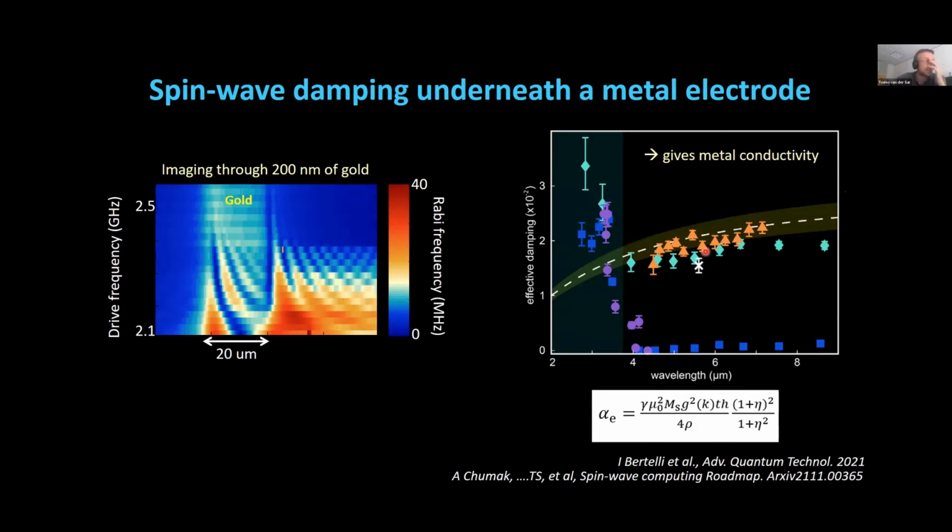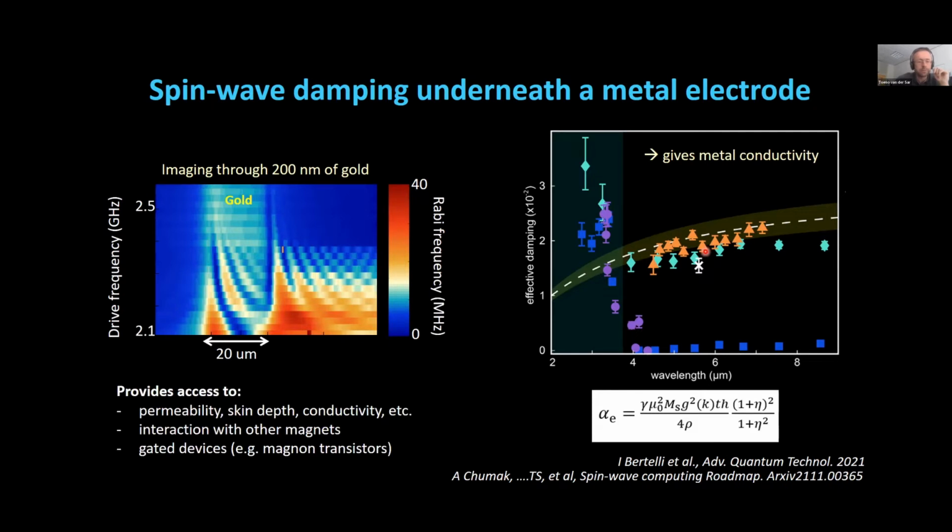So more generally, you can use these spin wave magnetic fields to study the magnetic susceptibility of stuff that you put on top of the magnet. So you can, for instance, study their permeability, you can study the skin depth or the conductivity. You can also put other magnetic materials on top and study the interaction with other magnetic materials. And you can potentially look at gated devices, because with top electrodes, you can look at the spin waves through the electrodes.